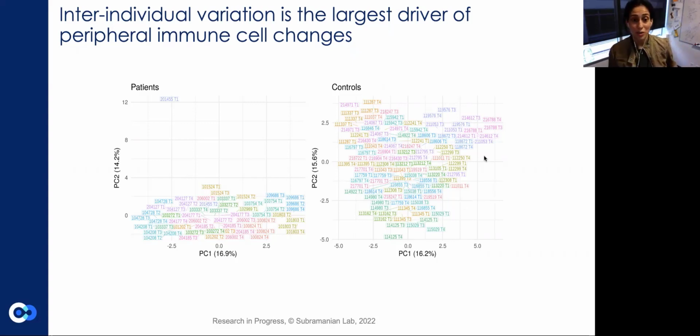And so, you can see here that in controls, as well as in patients, patients are really clustering largely by identity rather than by whether or not they have Lyme disease. And so the inter-individual heterogeneity appears to be the largest driver of changes occurring in peripheral immune cells, except for this one patient sitting here at the top. This is the person who had 33 EM rashes. And so it appears that when you have severe disseminated disease, you can see a response in the periphery.